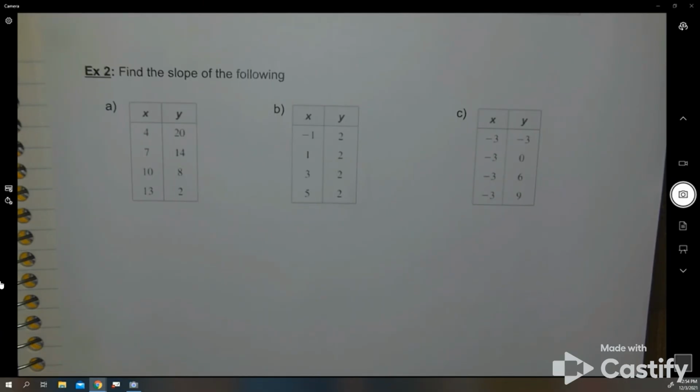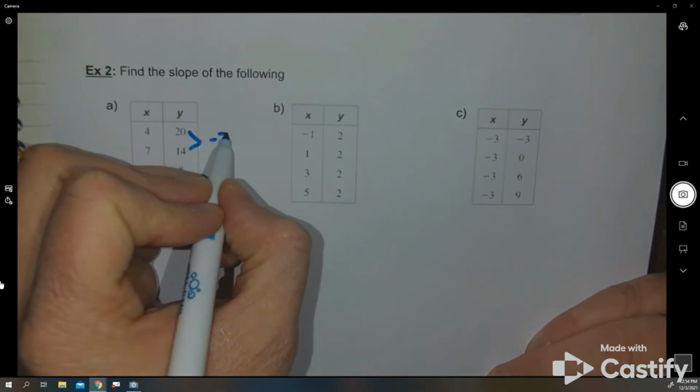All right, for example 2, we're looking again at the change in the y over the change in the x. We've done this before with rate of change. So from 20 to 14, we went down 7.